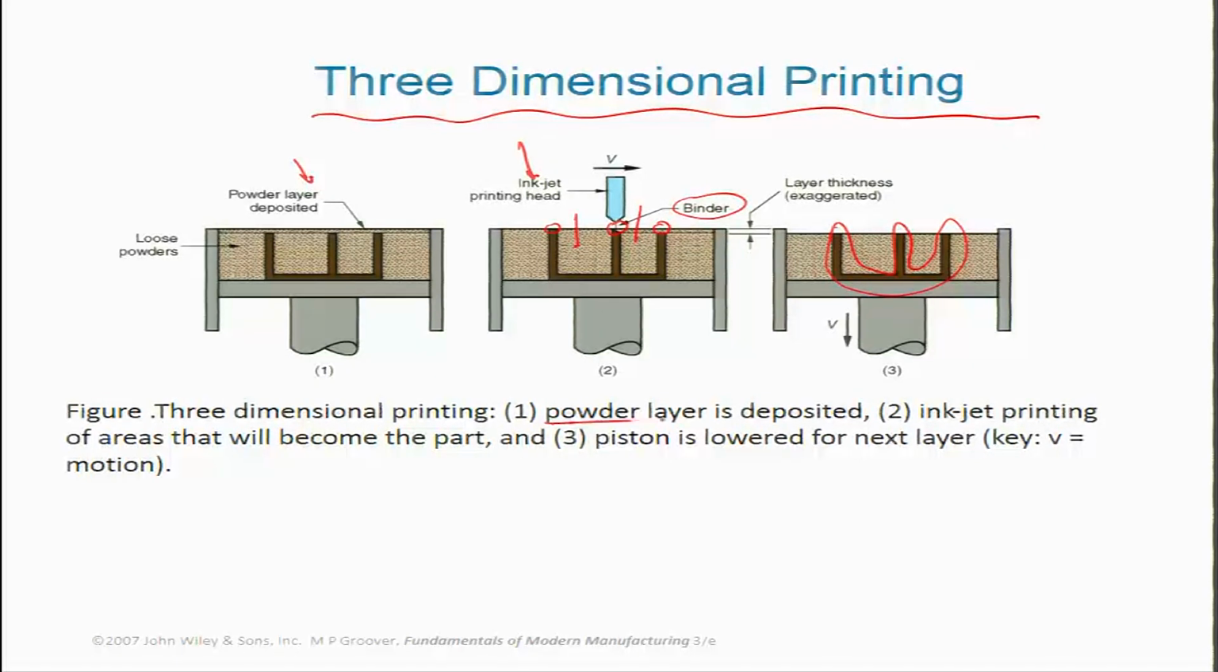So, 1 is powder layer deposited, 2 is inkjet printing of areas that will become parts, 3 is the piston is lowered for the next layer, and in the 4th step the powder is taken off and the part is retrieved. Okay. So, that is how 3-dimensional printing is carried out.